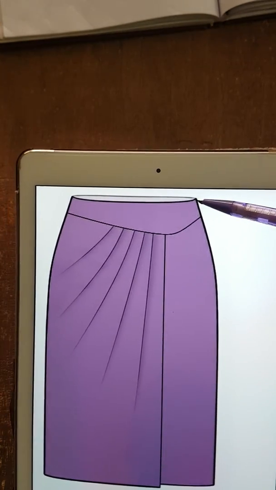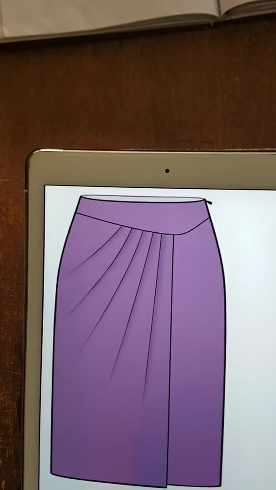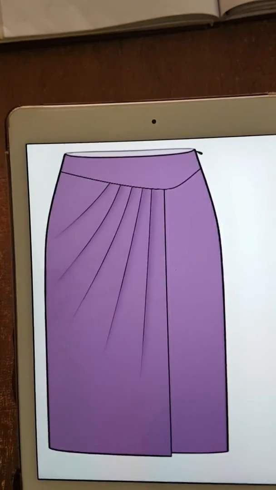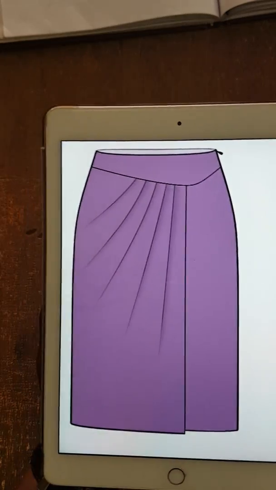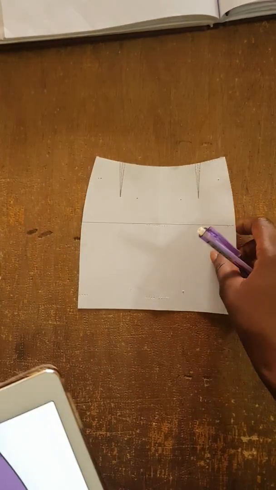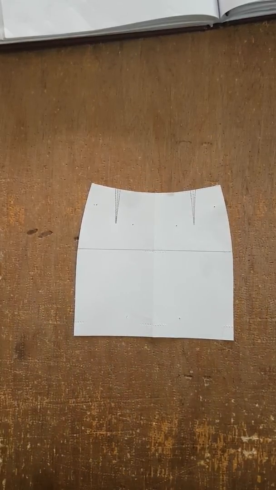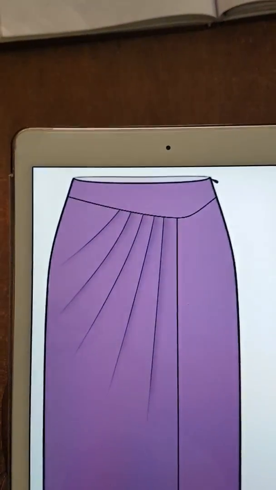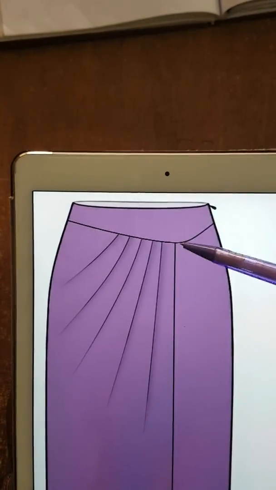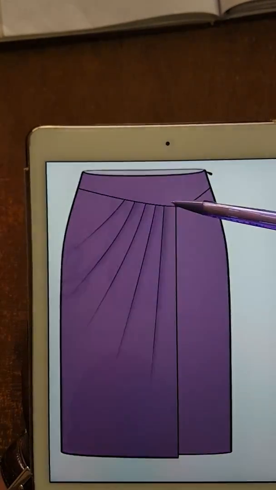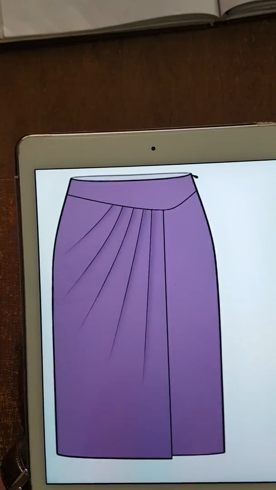Also, the zipper is on the side, which means your center back can be placed on the fold of the fabric as well. Okay, we'll be using our straight block since it's a straight skirt. You always have to know which of the blocks to use when you see a design. Okay, so we're going to use the point of the dart here as well, like we did in the first example. We're going to roll it down.